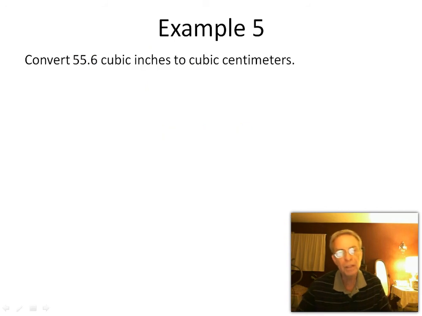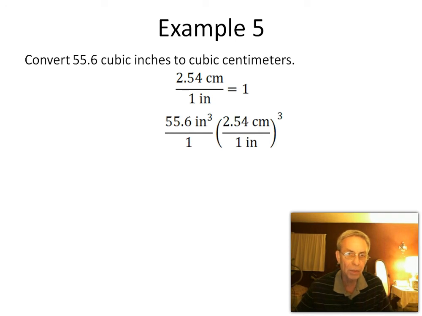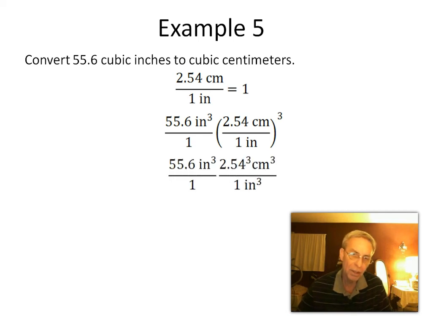Example 5. This time they want us to convert 55.6 cubic inches to cubic centimeters. So we have 2.54 centimeters per 1 inch is equal to 1. Okay, so this is what we end up with. We take the 55.6 cubic inches to 1 is equal to 2.54 centimeters over 1 inch cubed. This results in 55.6 cubic inches multiplied by 2.54 to the third power times centimeters cubed over 1 cubic inch.